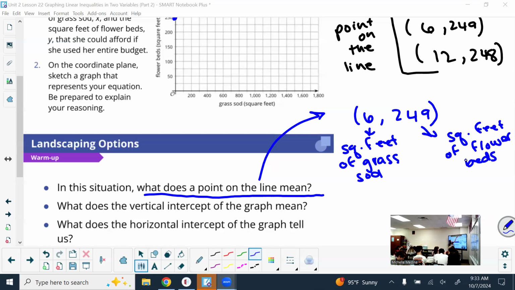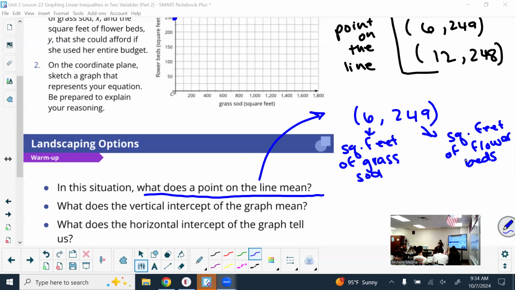So she could also use her whole budget and buy 12. What is the 12? All of you? Yeah, 12 square feet of grass sod and 248 of flower beds. So whatever random situation it is, hamburgers, hot dogs, reread it. What do they want the x to be? The hamburgers or the hot dogs? Be able to say, if x is this, then this is what it represents. That's really the gist of the whole lesson. So if it's on the line, it meets the criteria, and it's just one of the many combinations that are out there.